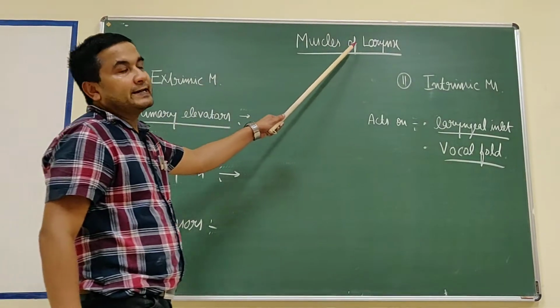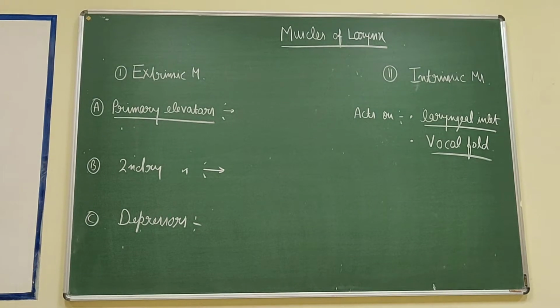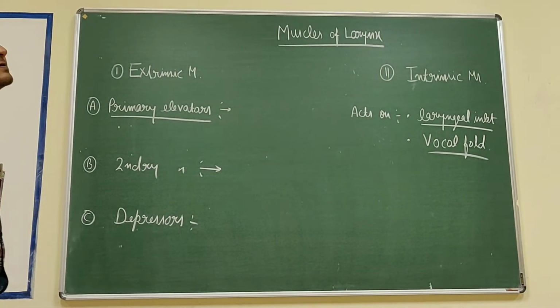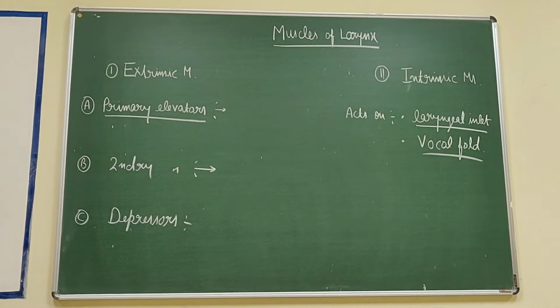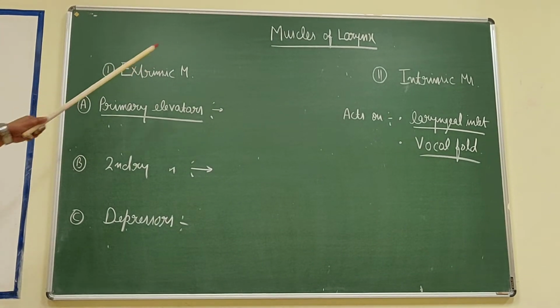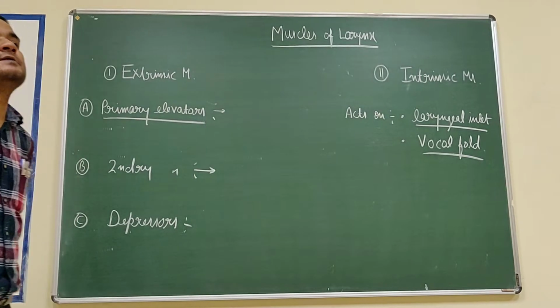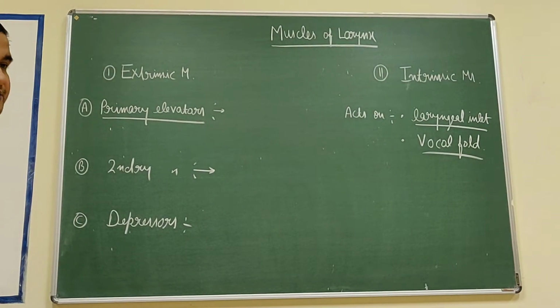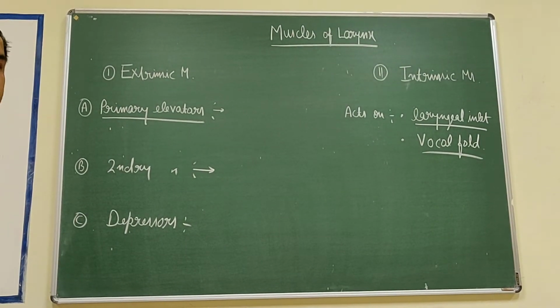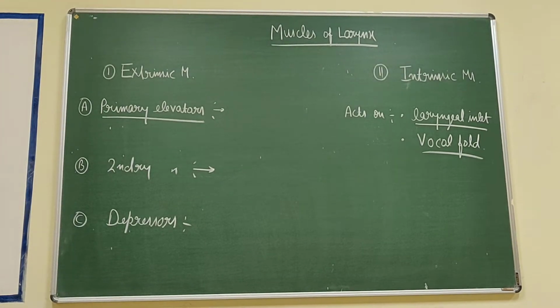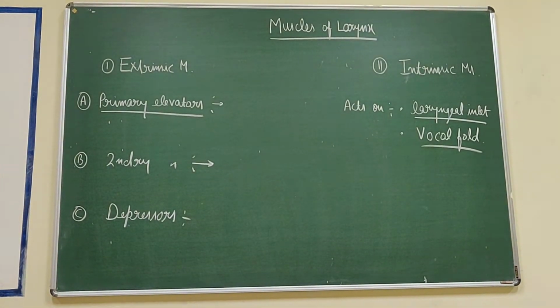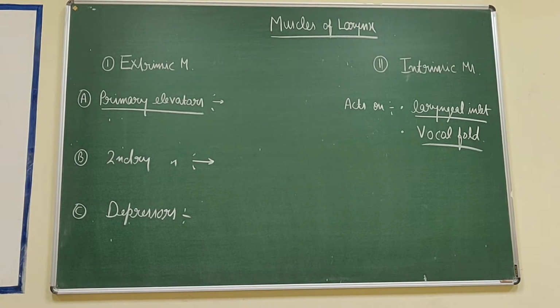Now the muscles of the larynx. Like the membrane, which is divided into extrinsic membrane and intrinsic membrane, muscles are also divided into extrinsic muscles and intrinsic muscles, but the definition is different. The extrinsic membrane is present on the external surface, and the intrinsic membrane is present on the internal surface, lined by the mucous membrane.